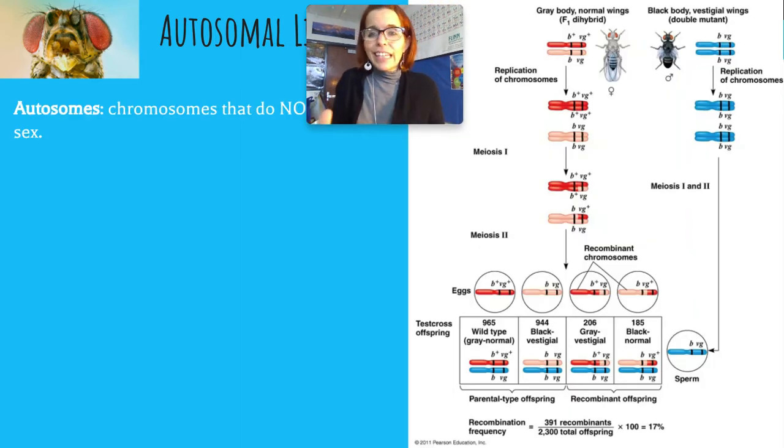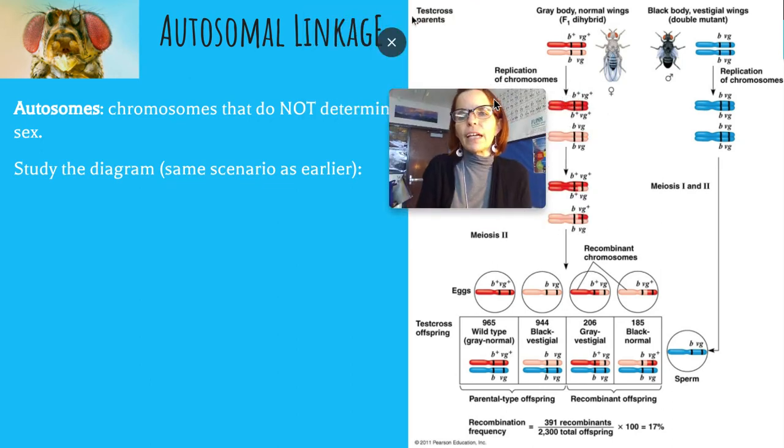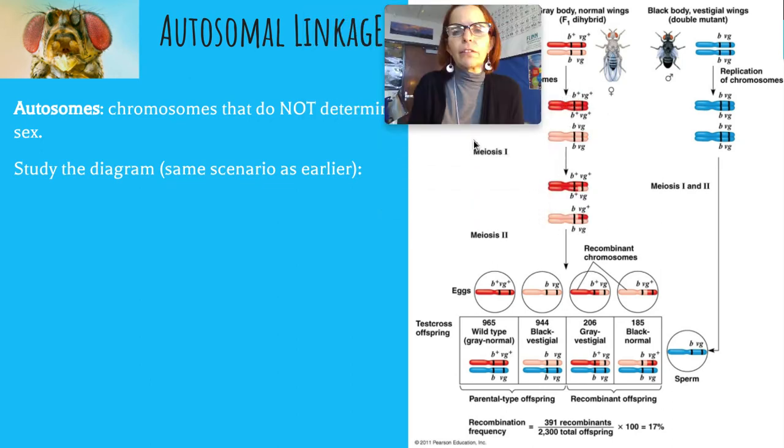So let's take a look at this diagram. This is the same exact situation that we had before. We've got the gray female who's heterozygous, and she's being test crossed with that black vestigial male. And I want to remind you really quickly, this is called autosomal linkage instead of sex linkage, because this is taking place on chromosomes that are not sex chromosomes. So the male has 2 and the female has 2. It's not 1 and 2 or anything like we talked about previously.